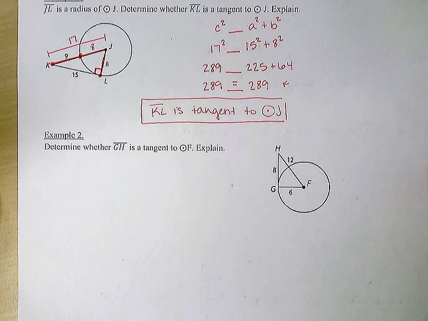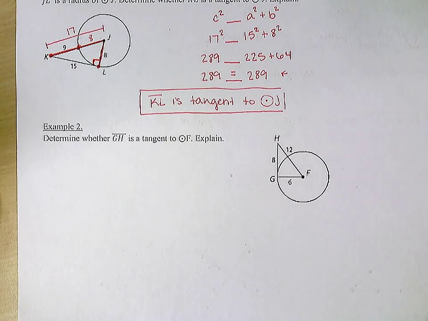Then I want you guys to do example 2. So you're doing the same process. You want to see if GH is tangent to circle F. So you need to use the converse of the Pythagorean theorem to show if it is or not.